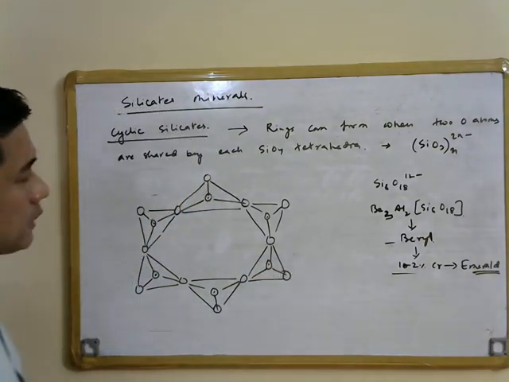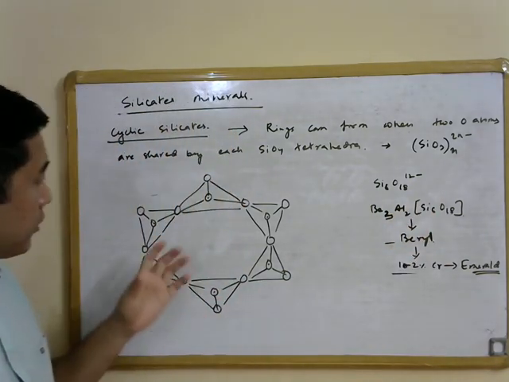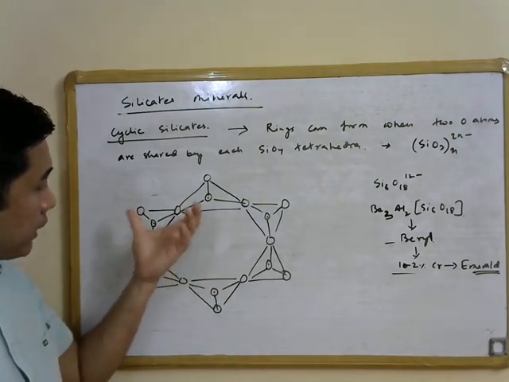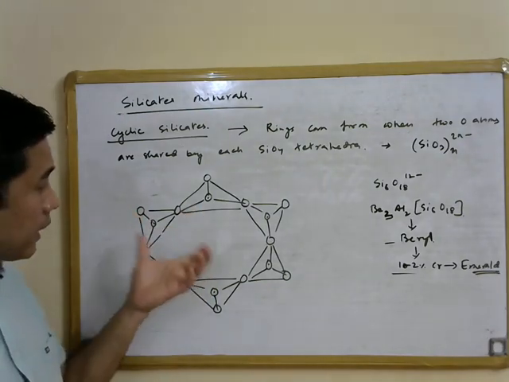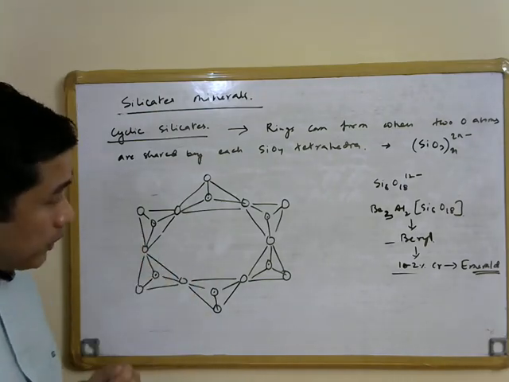So this is how this Si6O18 12 negative ion is formed. Again, a cyclic silicate structure we see, and for each of the SiO4 units here again, they share 2 oxygen atoms per SiO4 unit here.